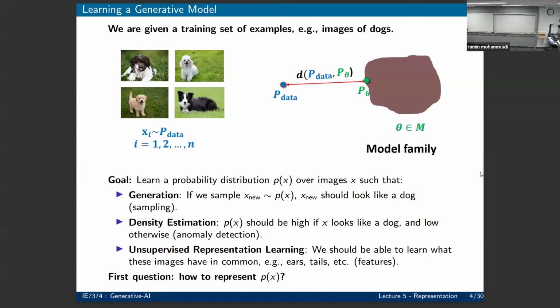If the data doesn't look like a dog and the model hasn't seen it before, the model gives a different probability, right? But if you pick a real image of a dog and pass it to the model, the model should, from the density perspective, say that this is likely to come from the density. So again, three things that we do: generation, density estimation, and unsupervised learning.